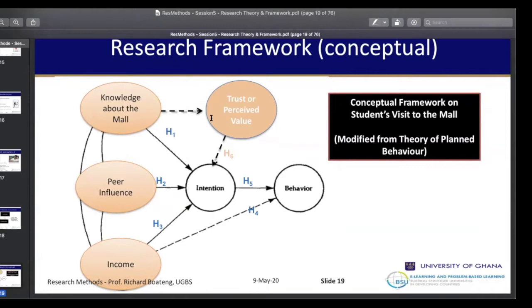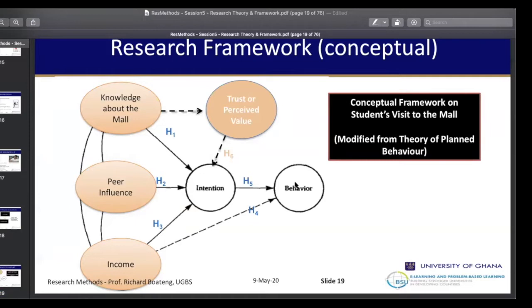So now you can see here that you can go from knowledge to intention to behavior, peer influence to intention to behavior, income to intention to behavior, income to behavior, or you can go from knowledge to trust, intention, and behavior. We call this serial mediation, when you have a double mediation. These are two mediations. One, two, and leading to this one. So knowledge, trust, and value to intention and behavior. This can be somebody's conceptualization, but you can't just draw the arrows. It has to be based on literature, that there are proven relationships between them.